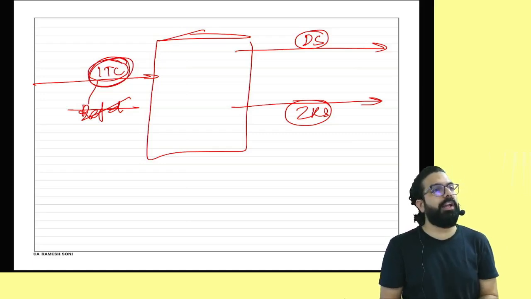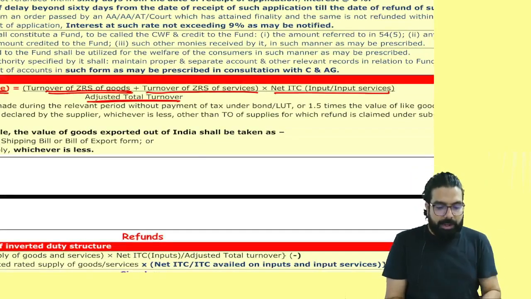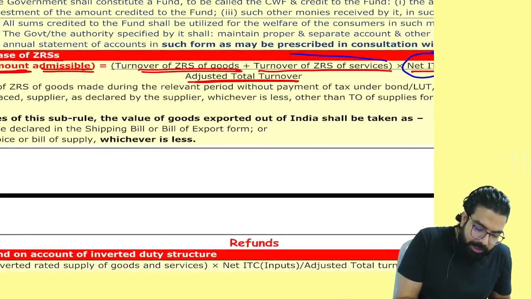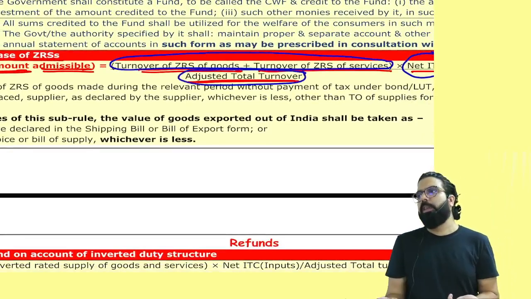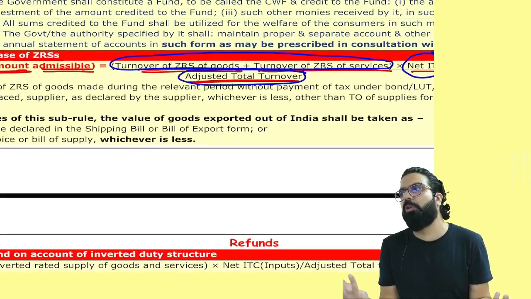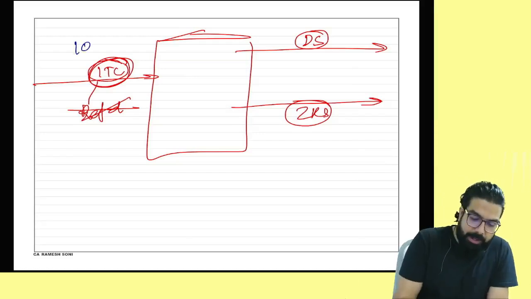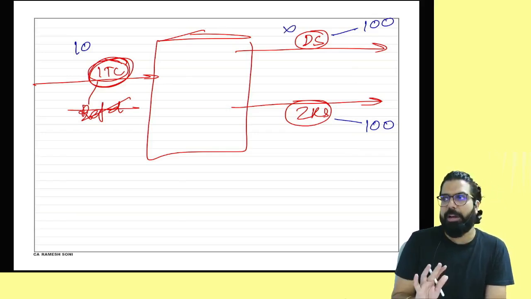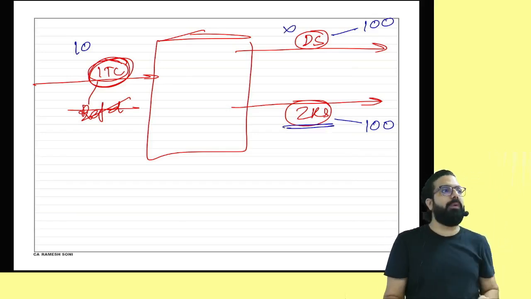That is what they are trying to tell in the formula, that whenever the refund is given, it will always be proportionate. You take the net ITC multiplied by the turnover of zero-rated supply of goods and services, divided by the adjusted turnover, which is the total turnover. Proportionately, the amount of refund will be given. For example, if my ITC is 10 rupees, the domestic supply turnover is 100 and the zero-rated supply turnover is 100, how much refund will I get? For domestic supply, I will not get any. Only for the zero-rated supply, a refund of 5 rupees will be given. Do you agree? That is what the formula is telling.